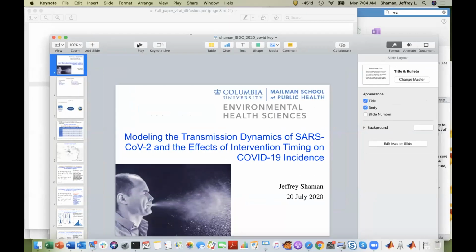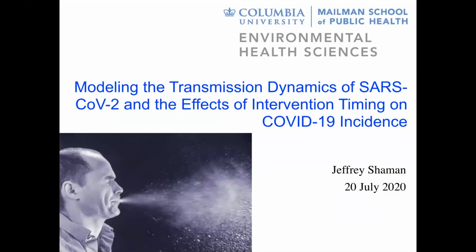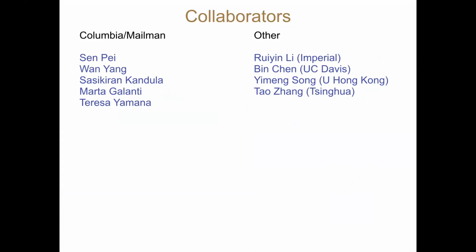All right, so I'm going to talk, as it was introduced, about modeling the transmission dynamics of SARS-CoV-2, the causative agent of COVID-19, and talk about some of the effects of intervention on timing of the incidence of outbreaks of this disease. I'm going to first acknowledge collaborators. A lot of this work was driven by Sen Pei. Dr. Sen Pei is Associate Research Scientist in my group, and many of the other collaborators are listed there.